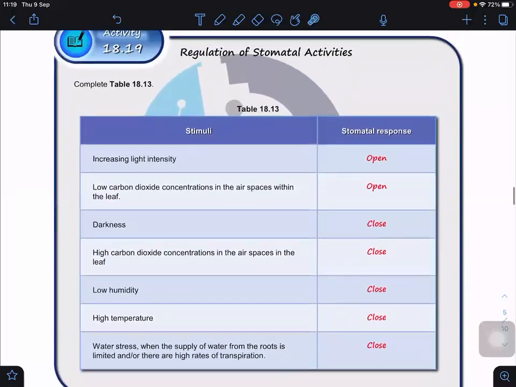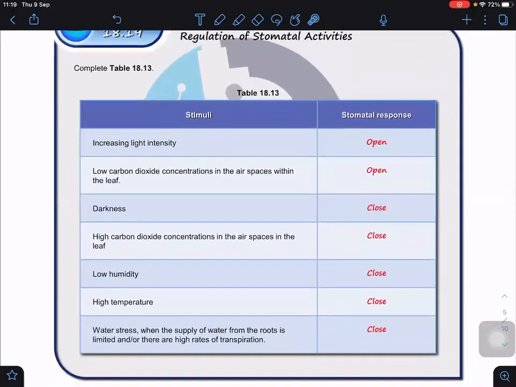In this diagram or table, we can see a summary of what actually causes the stomata to open and close, what kind of stimuli. If you look at this, increased light intensity, because the plant wants to carry out photosynthesis, the stomata respond by opening. Low carbon dioxide also, because the plant wants a higher rate of photosynthesis, so they open. In dark times, no photosynthesis, so no need for CO2, right? So in this case, they close.